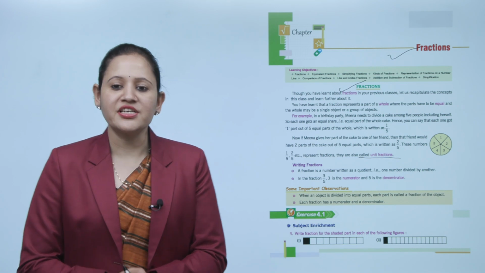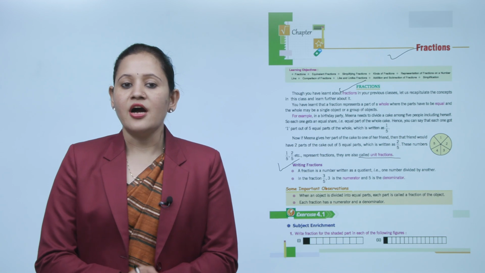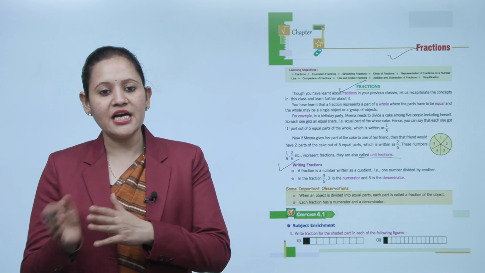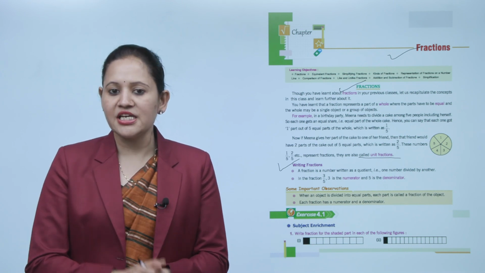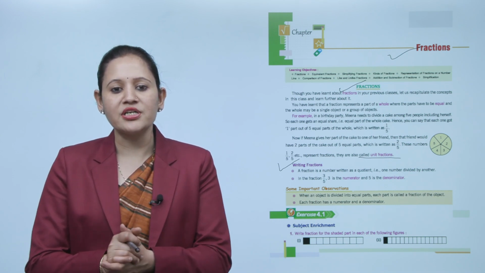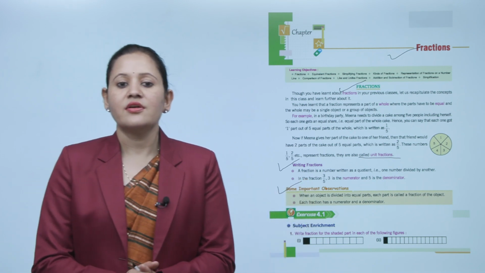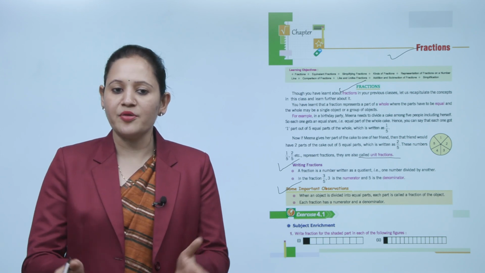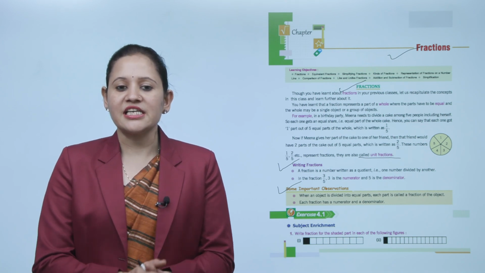Next is writing fractions. A fraction is a number written as a quotient, one number divided by another. In the fraction 3 by 5, 3, the upper part, is called the numerator, and 5, the lower part, is known as the denominator. Next are some important observations. When an object is divided into equal parts, each part is called a fraction of the object. Each fraction has a numerator and a denominator. Next is exercise 4.1.